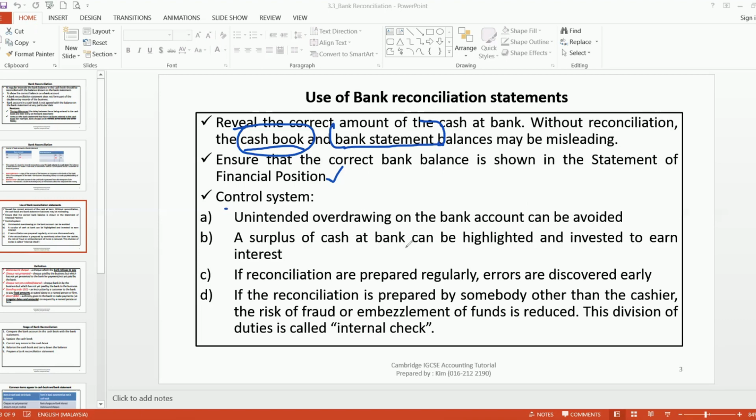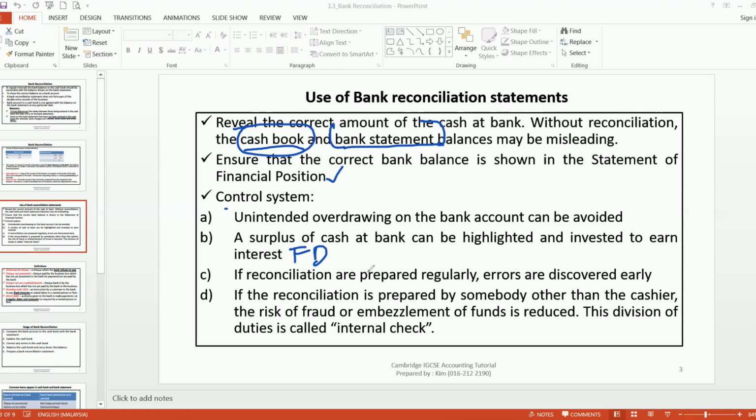A surplus of the cash at the bank can be highlighted and invested to earn interest. So if we foresee that we're going to have extra cash in the bank, and we foresee a few months we won't use it, we can put it into a fixed deposit.